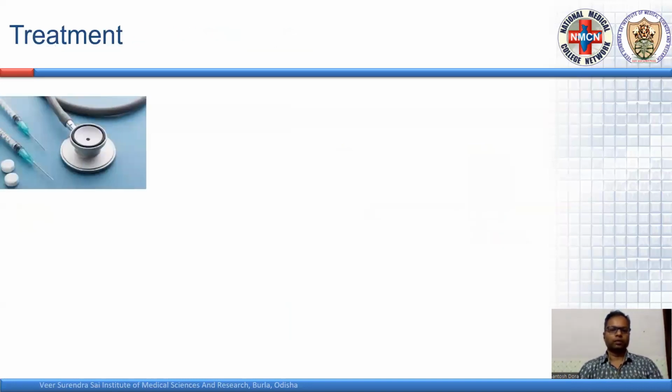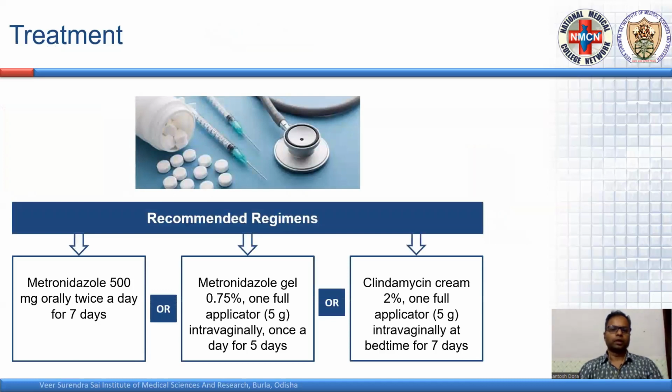So how to treat such patients? Treatment is very simple. We can give either metronidazole or clindamycin. Metronidazole can be given either in tablet form or in gel form. When you give it in tablet form, it is given as 500 milligram twice a day for 7 days, and in gel form, it is applied through an applicator and given for a 5 day period.